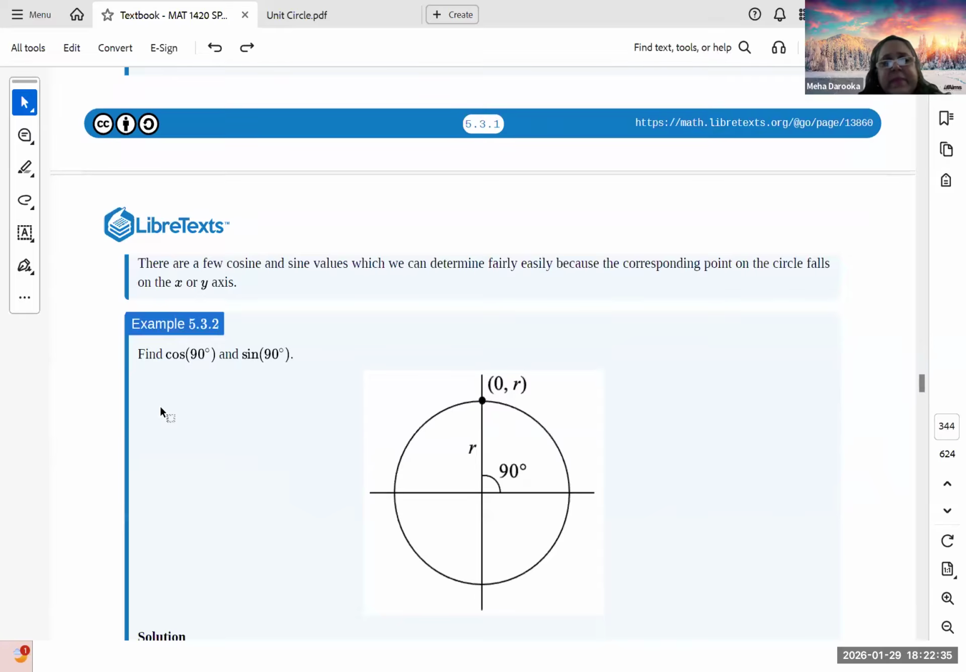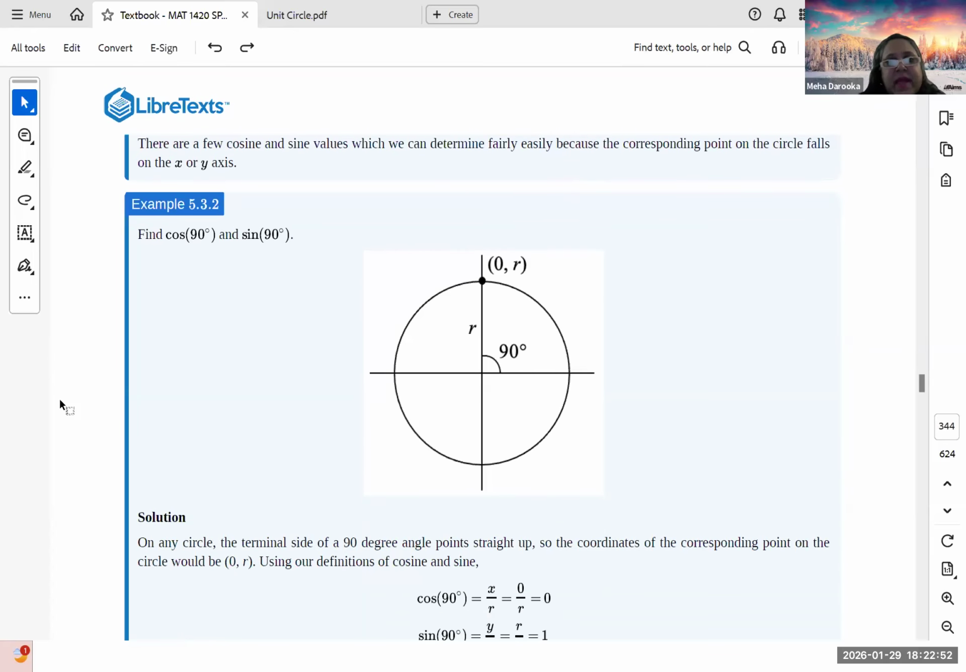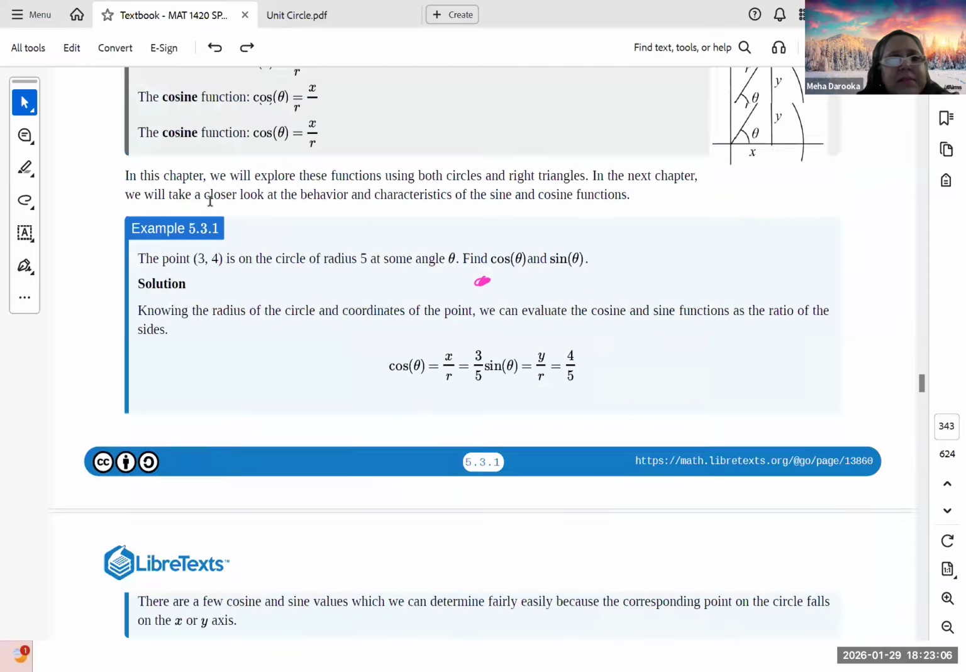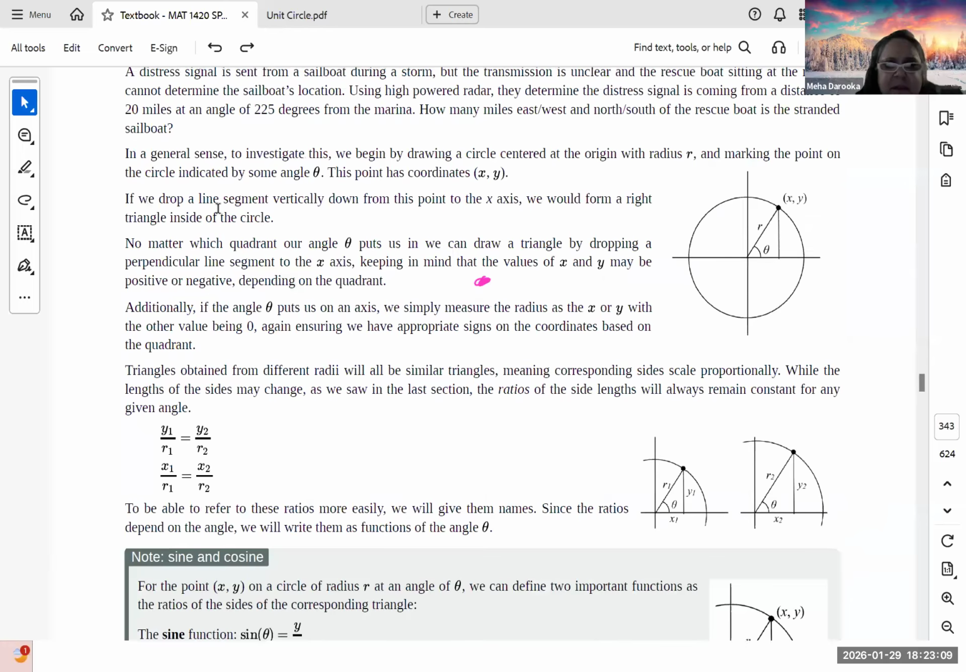Okay, let's build up a little bit on that now. So they're saying there are a few cosine and sine values which can be determined fairly easily based on the corresponding point of where it falls on the X and Y axis. So this is what I was talking about. What if your point is going to be on one of the axes, right? You can see this is on the positive Y axis over here. And this is kind of what they were talking about. Let me go back to that little paragraph here.